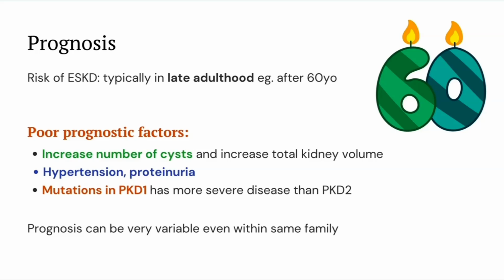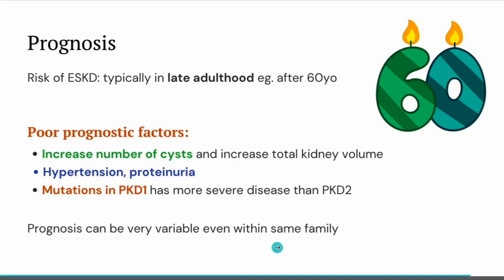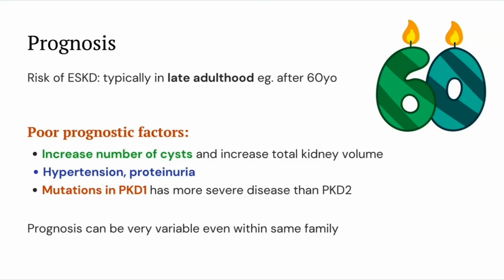In terms of prognosis, the risk of end-stage kidney disease typically occurs in late adulthood. It's after 60 years old. And there are also some poor prognostic factors. Firstly, if there's an increase in the number of cysts or an increase in total kidney volume, the patient can have a worse prognosis. If the child has hypertension and proteinuria, they have the worst prognosis. And generally, if the child has mutations in PKD1, they have more severe disease than PKD2. However, the prognosis can be quite variable even within the same family. So we need to tailor the management to each patient. Every patient is a bit different.